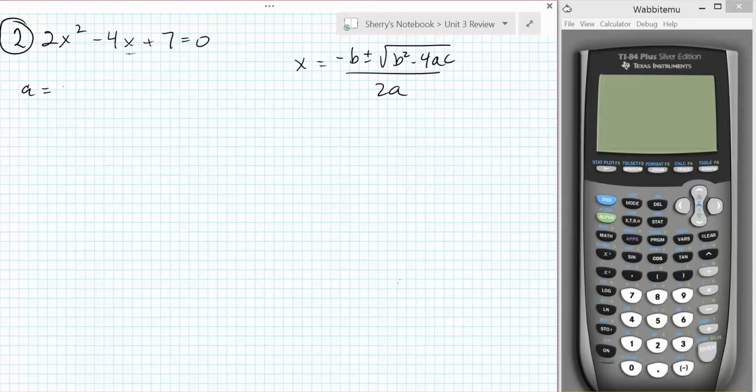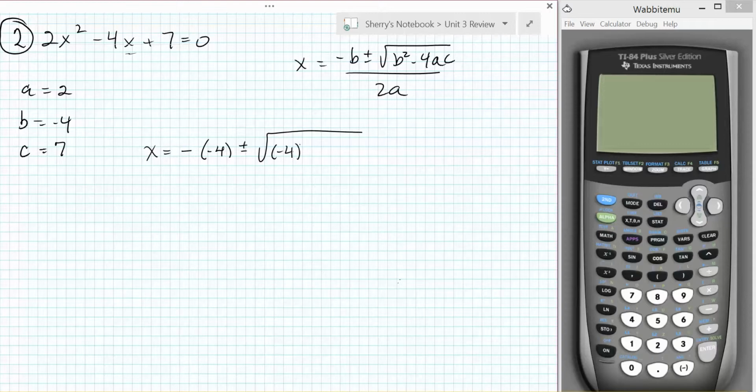And in this case, my a is going to be equal to 2, my b is going to be equal to -4, and my c is going to be equal to 7. So with that, I just plug the numbers in, and let's see what solutions fall out. I'm going to have -4 plus or minus the square root of -4 squared minus 4 times 2 times 7, and I want to divide all of that by 2a, so 2 times 2.